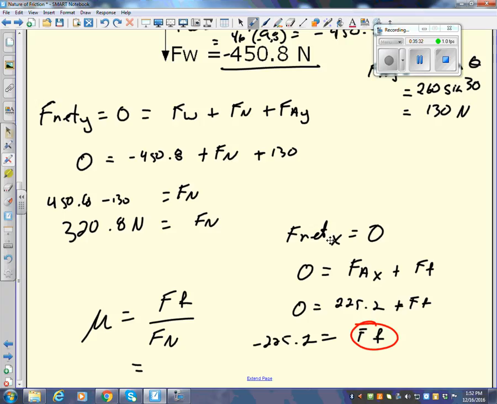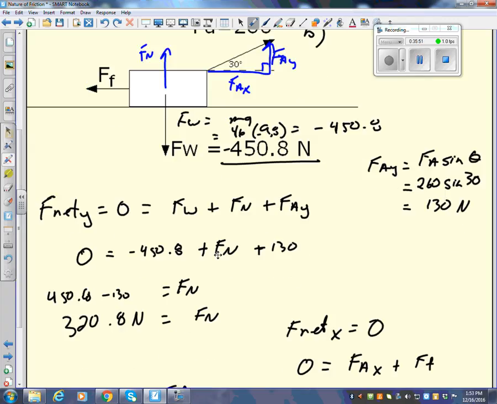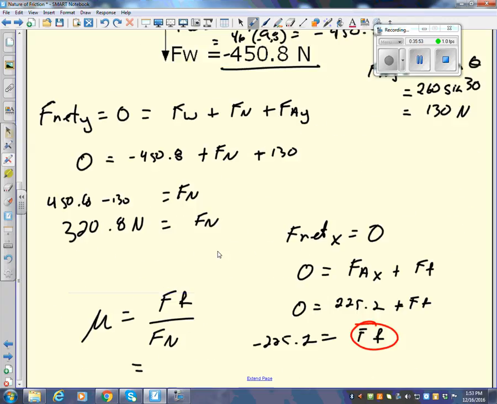Why? Because at some point you might have more than one force left and right. I told you before the Fn and the Fw were always equal to each other. I've introduced a new concept with this FAY, and I'm showing you that the same process holds true for the x's, even when there's only two. We all know that the FAX and the FF are going to be equal to each other, because there's only one each way. But if there's more than one, you're going to have this in your toolbox.